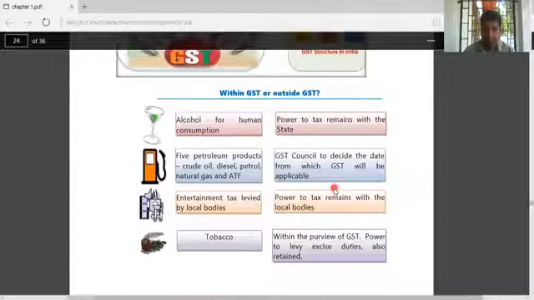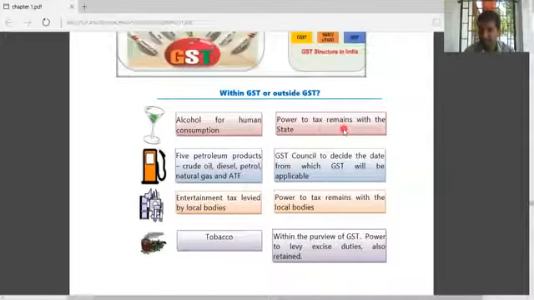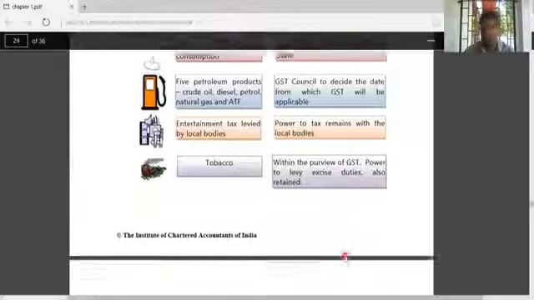Now the summary: alcohol and liquor for human consumption is not under the ambit of GST. It is still the state government that has the power. Then petroleum products, crude oil, diesel, petrol, natural gas, ATF, central excise duty is still leviable. Now entertainment tax is with the local bodies. Tobacco is within the purview of GST; both GST as well as central excise duty are levied on tobacco products.